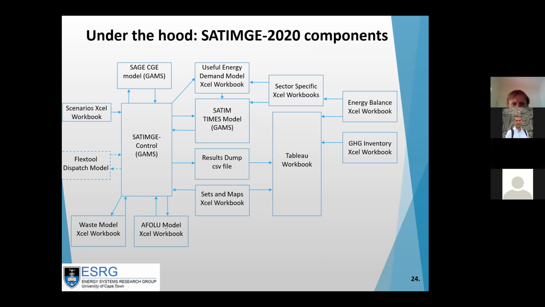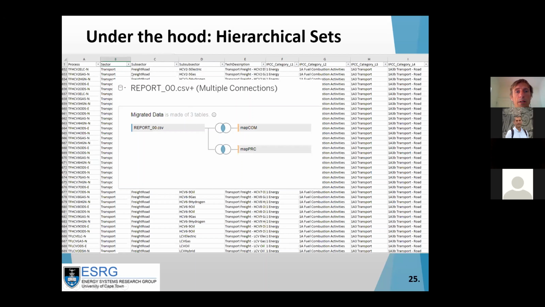Just showing here how this is done. We have here a table listing all our technologies in the TIMES model, and here we have two groups of aggregators. We have an energy balance based aggregator, so sector, subsector, subsector, and then the IPCC categorization. And Tableau manages those links, which allows us to zoom in and out.